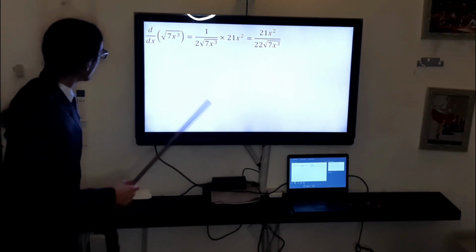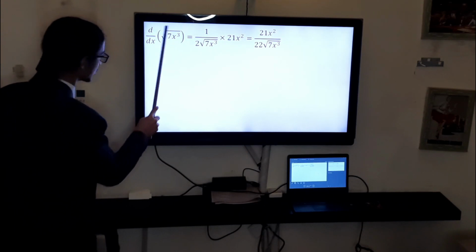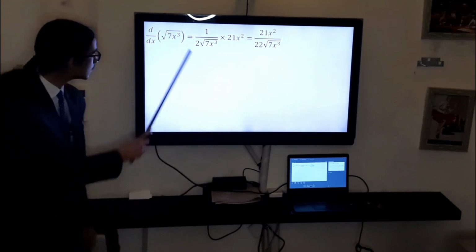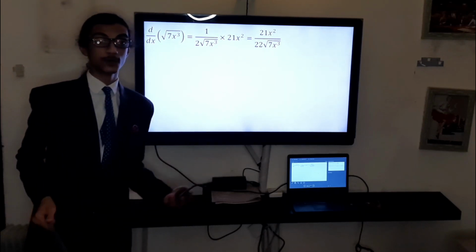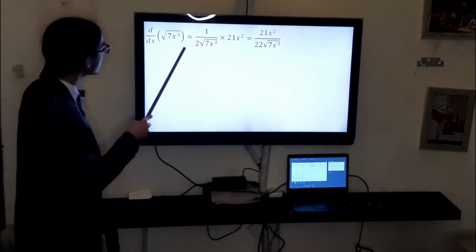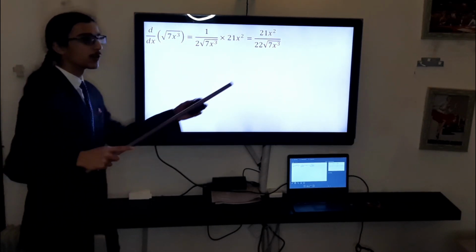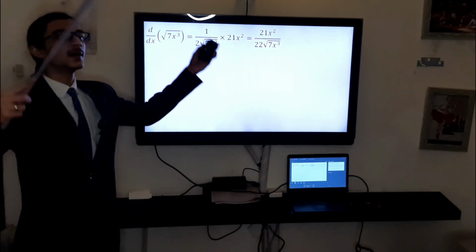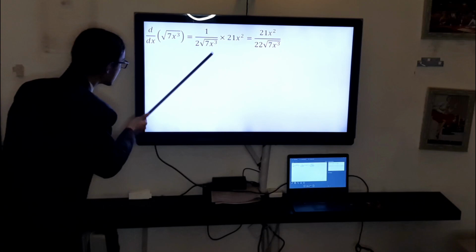So how? Well, first we've got to take the derivative of the outermost function. What is the outermost function? Square root x. So what is the derivative of root x? 1 over 2 root x. So I'm going to write down 1 over 2 root, but instead of putting x, I'm going to put the inner function, right? 7x cubed. So we get 1 over 2 root 7x cubed. Instead of x, I'm putting 7x cubed.